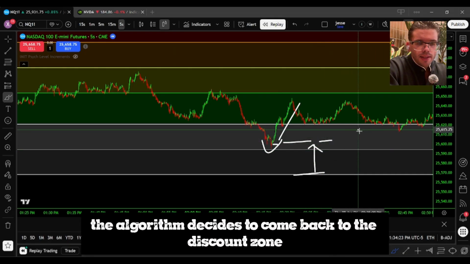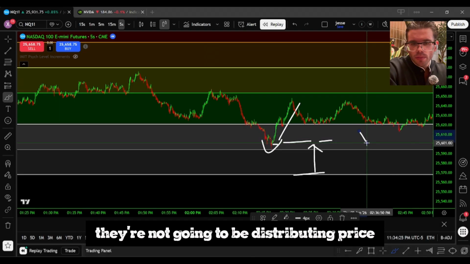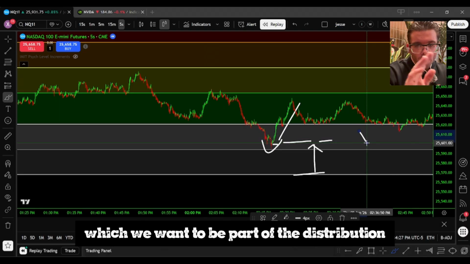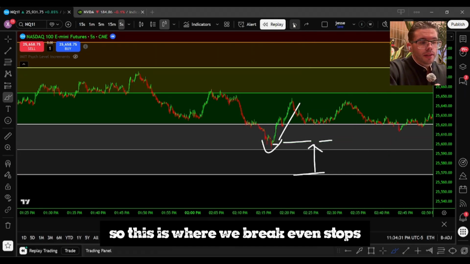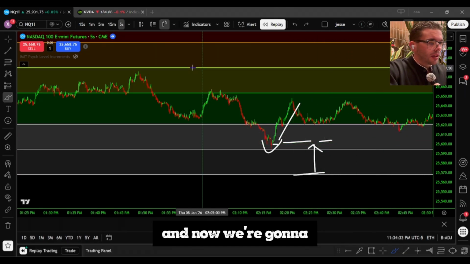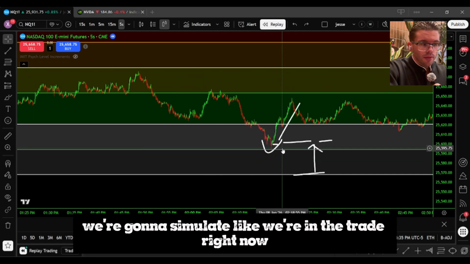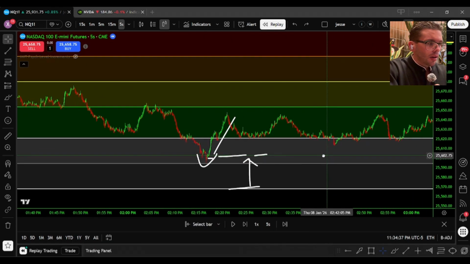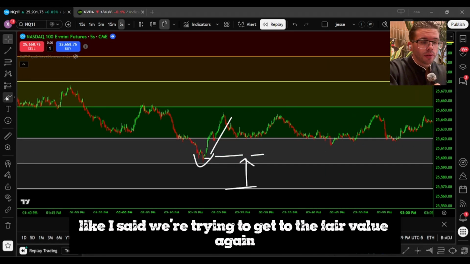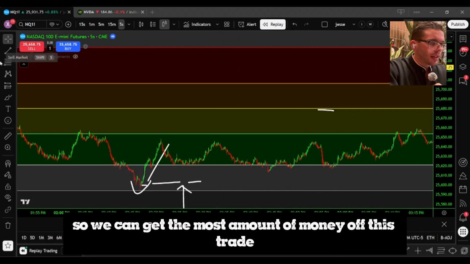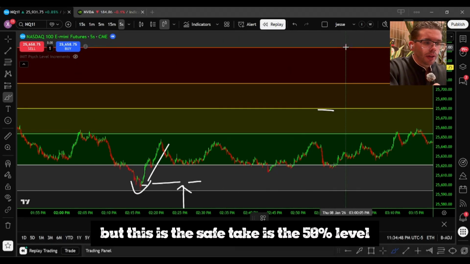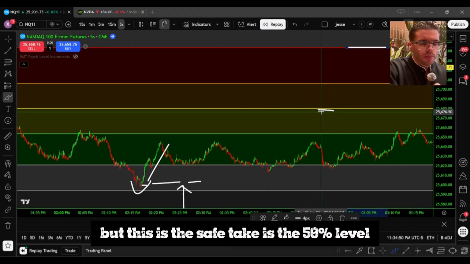If the algorithm decides to come back in the discount zone, they're not going to be distributing price at this point. We want to be part of the distribution back to the fair value. So this is where we break even the stops, and now we're going to simulate like we're in the trade right now, and we're going to wait. Like I said, we're trying to get to the fair value again. Ideally, we would love to see price make its way all the way up to the 78 level so we can get the most money off this trade. But this is the safe take, this is the 50% level.